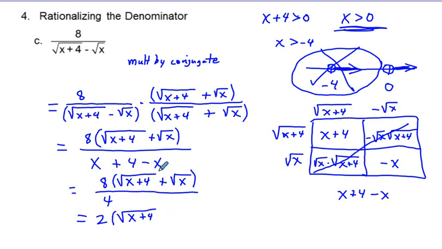Pen is being a little glitchy right now. And comma x has to be greater than 0. So this is going to be our answer to this problem here.